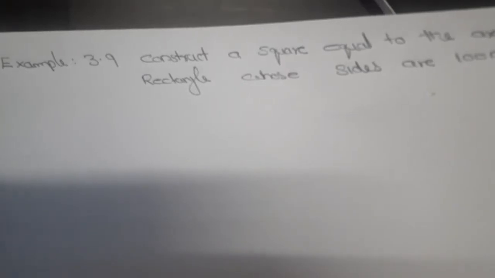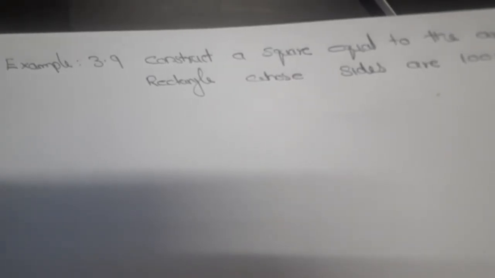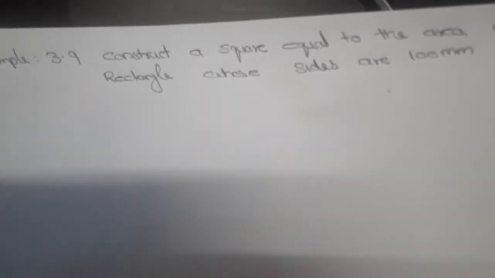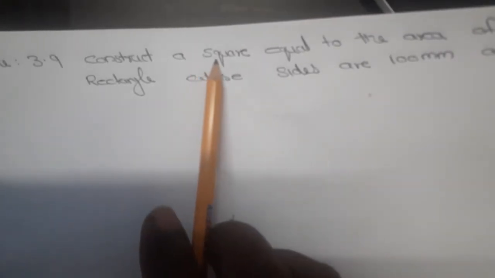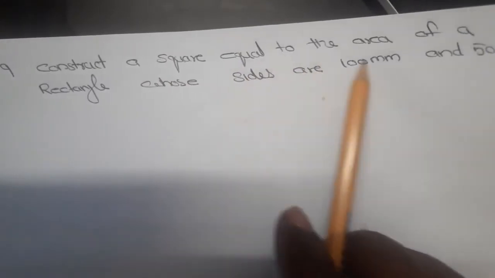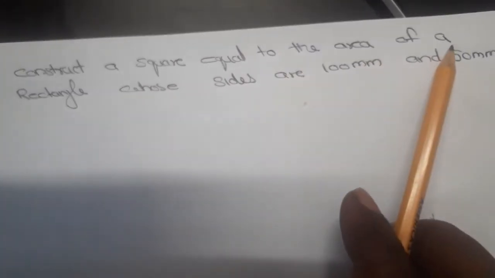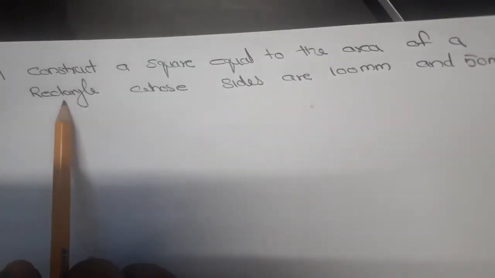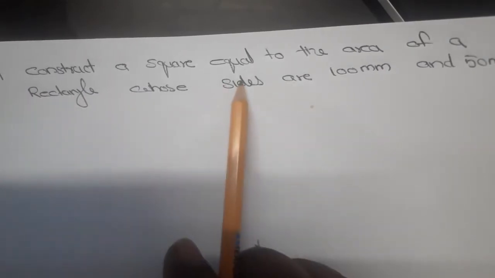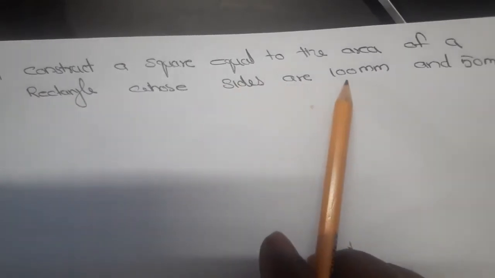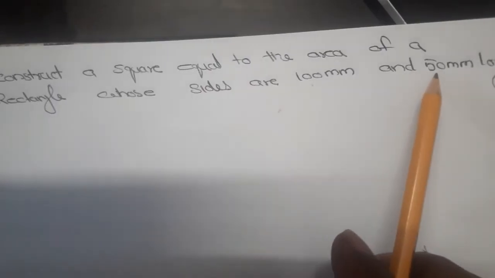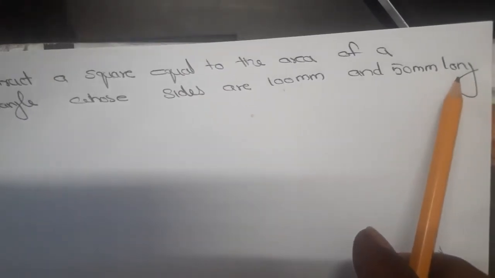Dear students, in this class we are going to discuss another example, example 3.9. That means construct a square equal to the area of a rectangle whose sides are 100 mm and 50 mm long. That is our question.